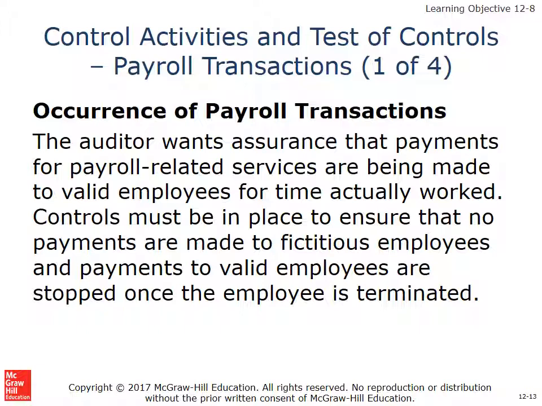The typical control activities and test of controls. Remember, a couple key things we want to make sure of. On page 432 is a great table showing these all together. To prove our assertion of occurrence, the auditor wants assurance that payments for payroll-related services are being made to valid employees for time when they actually worked. Controls must be in place to ensure that no payments are made to fictitious employees, and payments to valid employees are stopped once the employee is terminated.